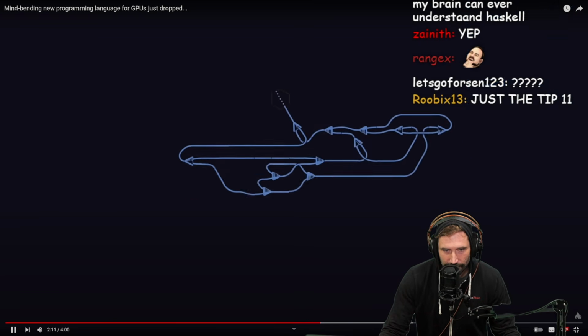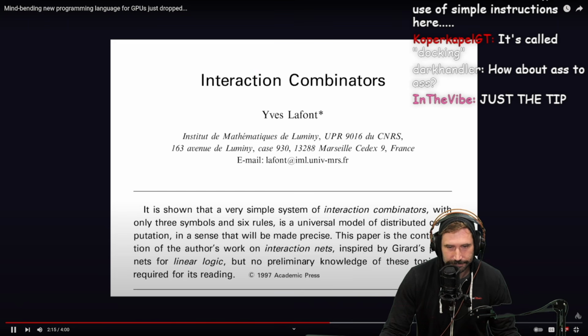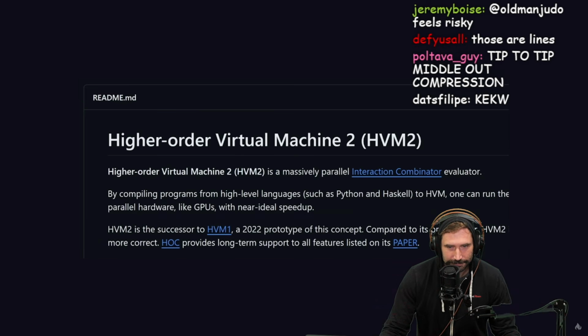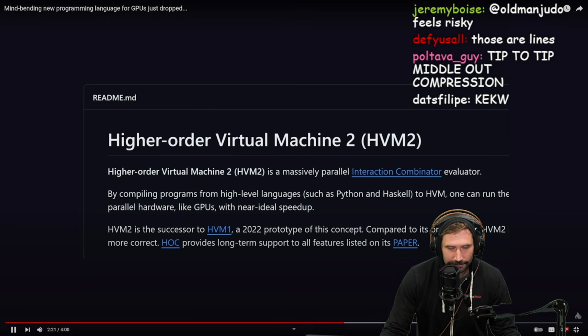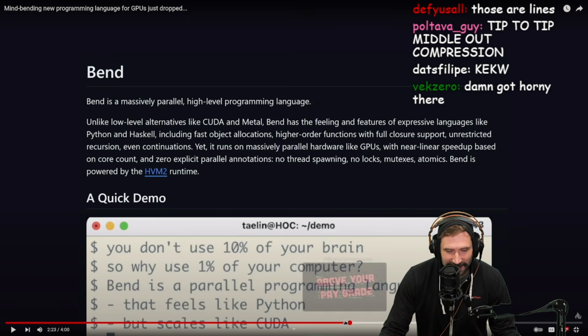It continues this pattern until all computations are done. It then merges the result back into whatever expression was returned from the function. This concept of interaction combinators goes all the way back to the 1990s and is implemented in a runtime called the higher order virtual machine. HVM is not meant to be used directly, and that it is above your pay grade.